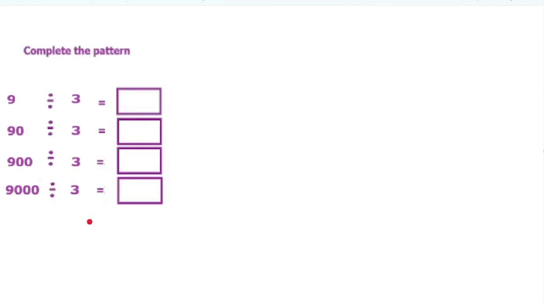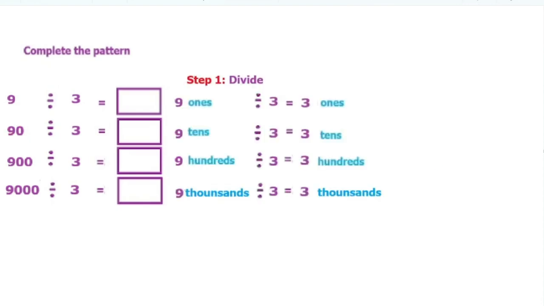So first, just take a minute and notice that this is 9, this is 90, this is 900, so in the hundreds, and this is 9,000, so in the thousands, right? 90 is in the tens. So the first thing to do is let's do the division, okay?